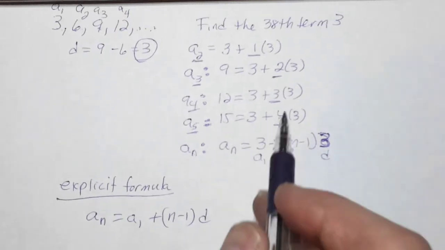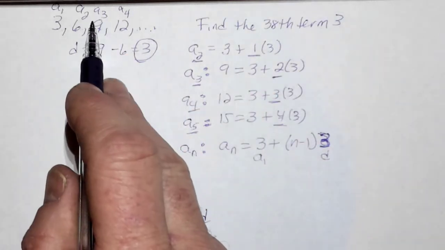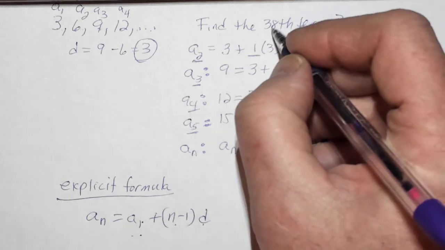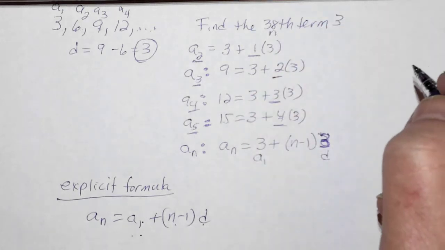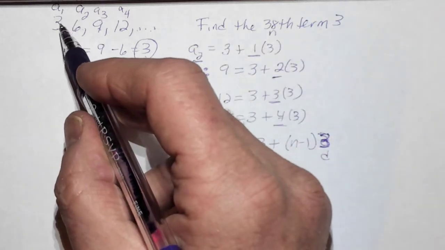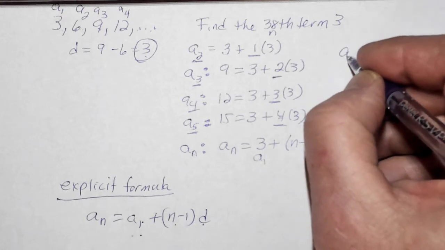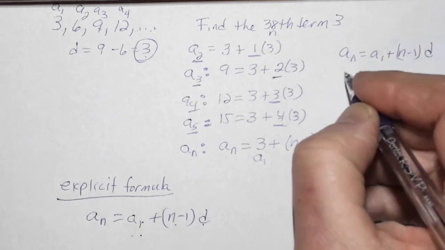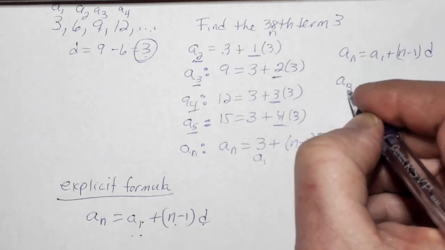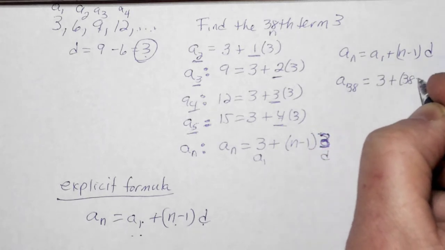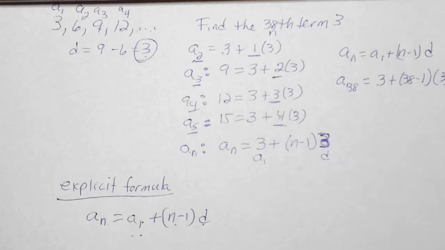So if I wanted to go back up here and find the 38th term of this, all I would need to know is what's a sub 1, what's n, and what's d. n is which term I'm trying to find. I know my common difference is 3, and I know my first term is 3. So to use that formula, again, I'll write it right up here again. A sub n, we don't know what that is, a sub 38. It's the first term plus 38 minus 1 times the common difference, which is 3.